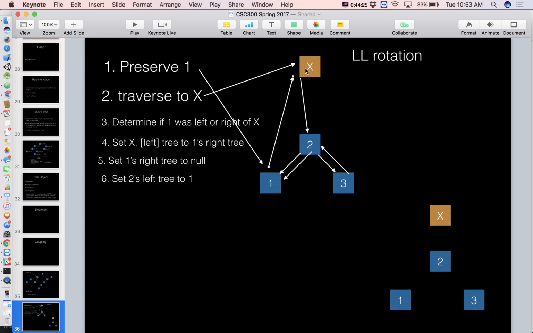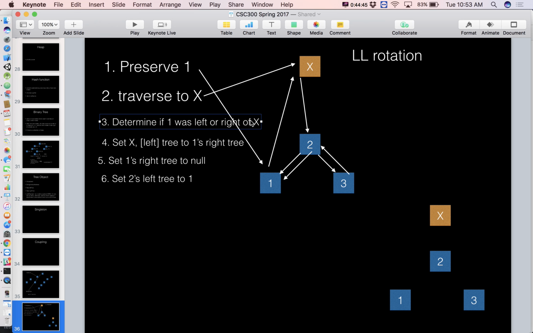You just look up. Got it. All right, so we were able to traverse to X. So that makes step 2 easy, right? Okay. Now, we determine if 1 was the left or the right child. Also easy. I just ask myself, what was I?